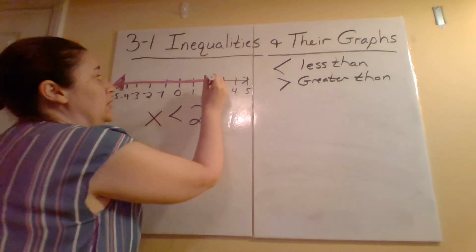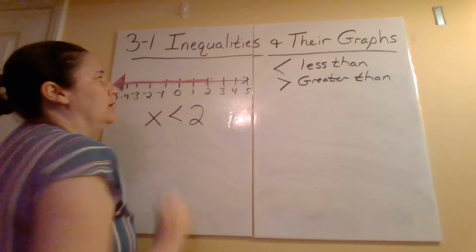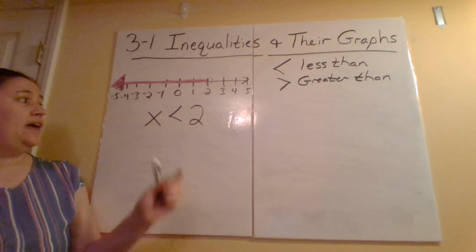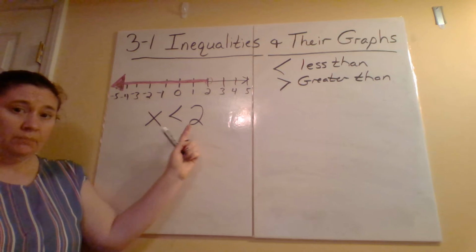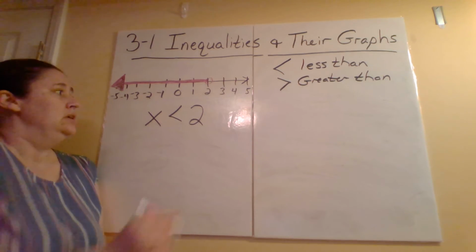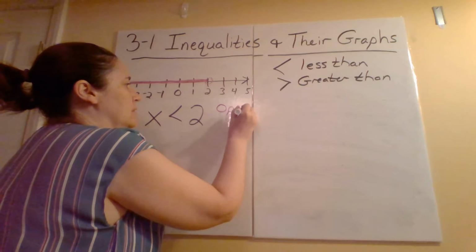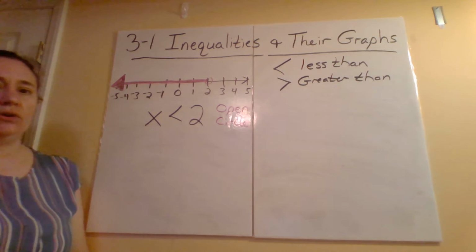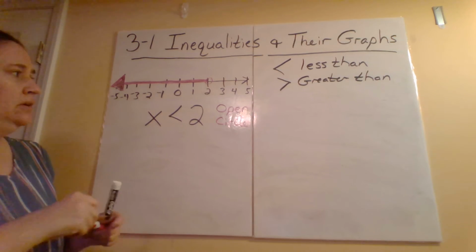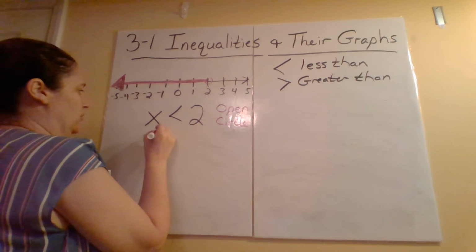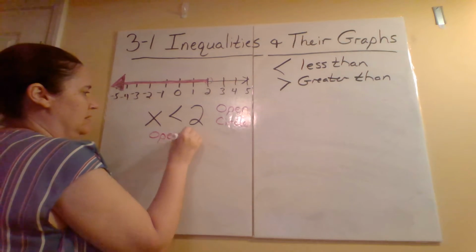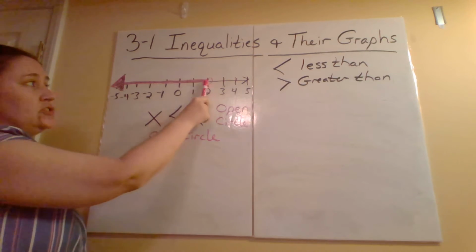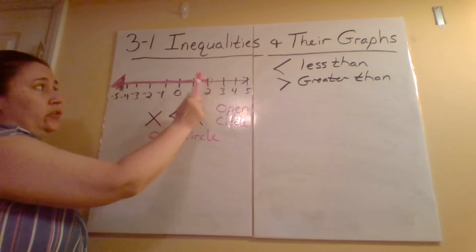So what we're going to do is draw an open circle around the number 2. An open circle means that this line starts at 2, but it does not include 2. So we drew an open circle. I'm going to write that down. The open circle, and it's right on where the light is hitting my dry erase board, so let me write it again. Open circle.